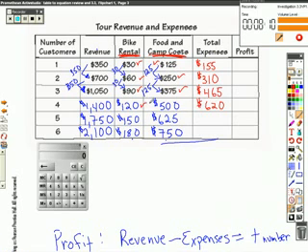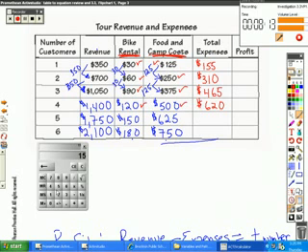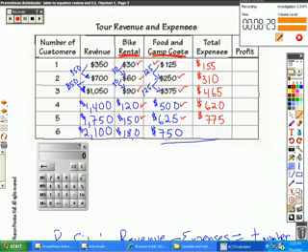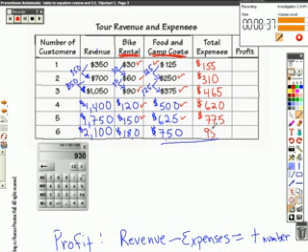Clueless. Totally clueless. All right, 120 plus 500 equals 620. 150 plus 625, 775. And last, 180 plus 750 equals 930. Okay, so my expenses are done.